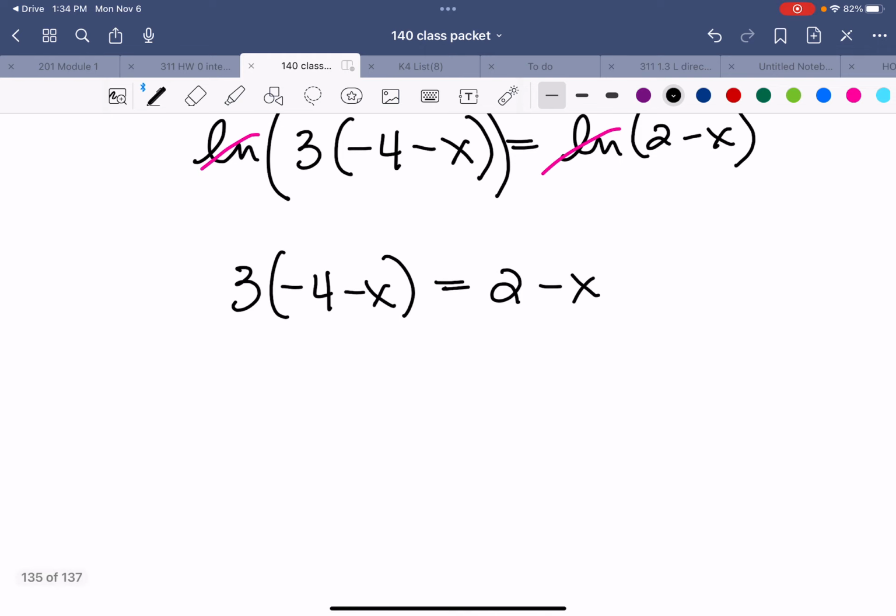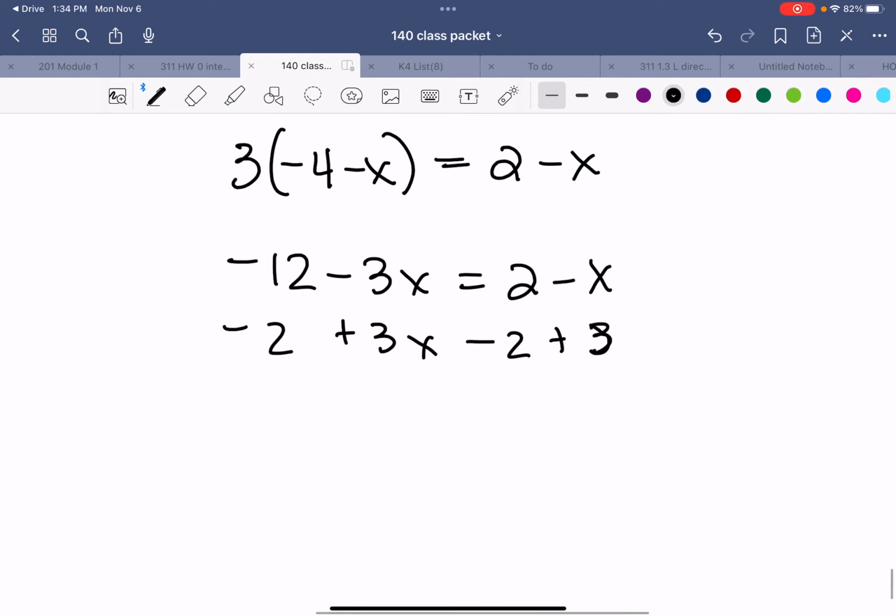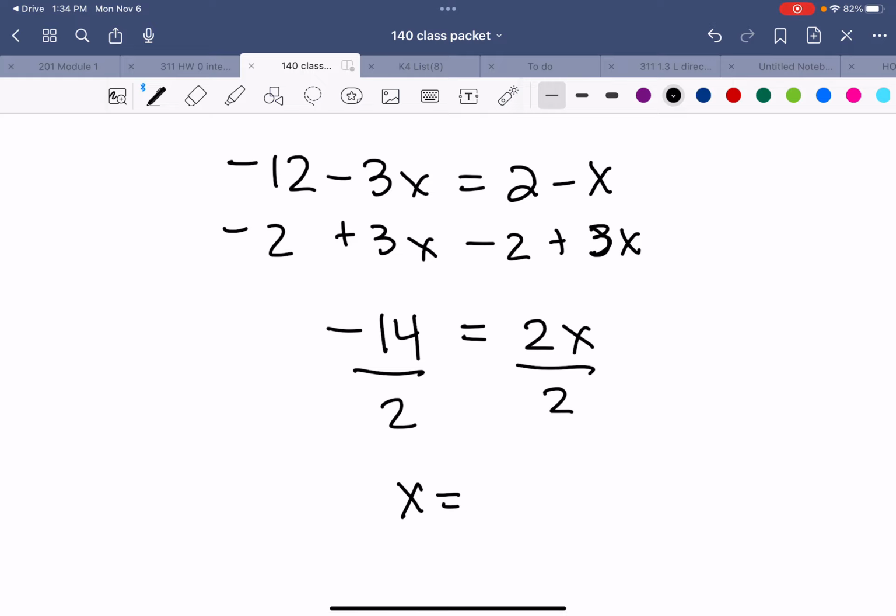From here, we can distribute our 3 and get negative 12 minus 3x. And we can add 3x and subtract 2. And that's going to give us 2x and negative 14. Divide by 2, and that's going to give us x equals negative 7.